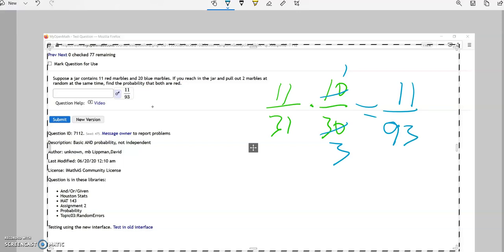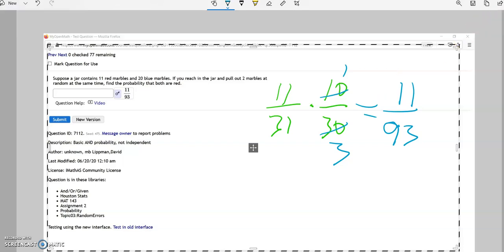Now, if they want a fraction, the multiplication and division method I told you before is invalid, because they want it as a fraction. So you have to break it down and put it as a reduced fraction. If they don't tell you, let me see if they'll take 11 divided by 93. Sometimes they'll take either.